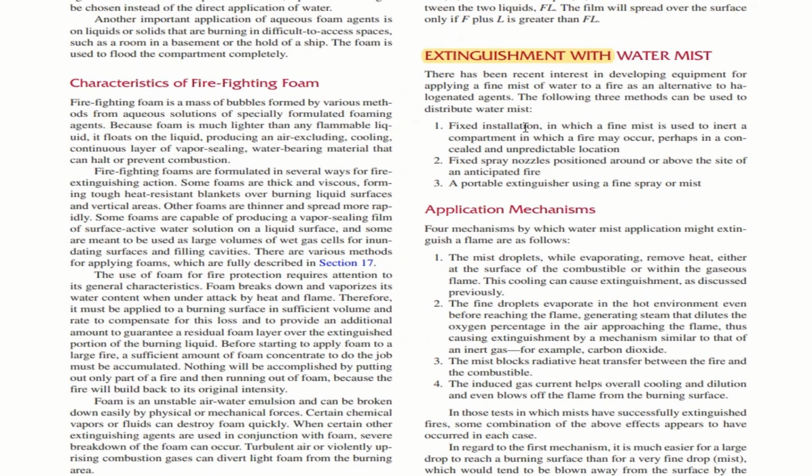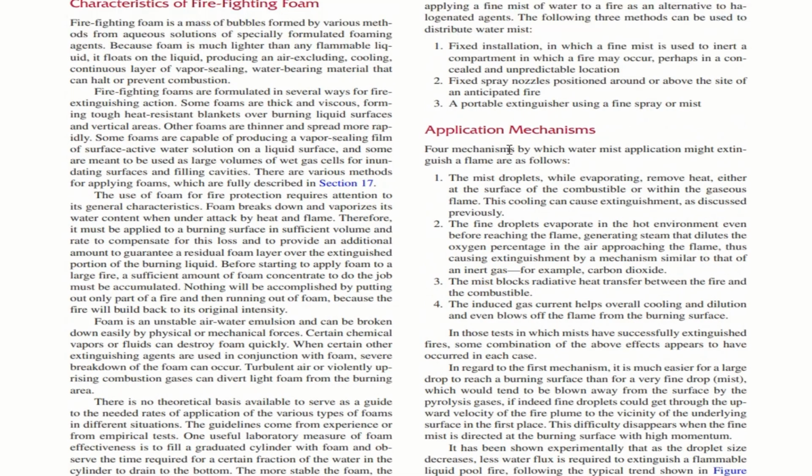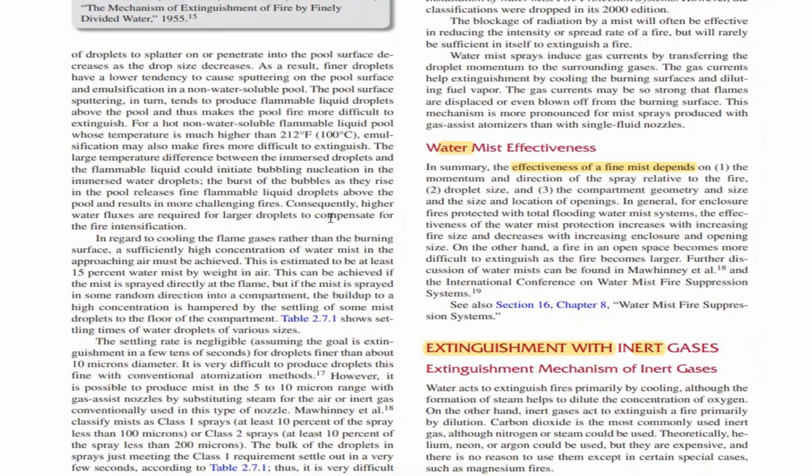Extinguishment with water mist. You have fixed installation in which a fine mist is used to inert a compartment in which a fire may occur, perhaps in a concealed and unpredictable location. You have a portable extinguisher using a fine spray or mist. We have fixed spray nozzle positions around or above the site of an anticipated fire. So we are extinguishing fire with water mist, and the application mechanisms they have mentioned here.